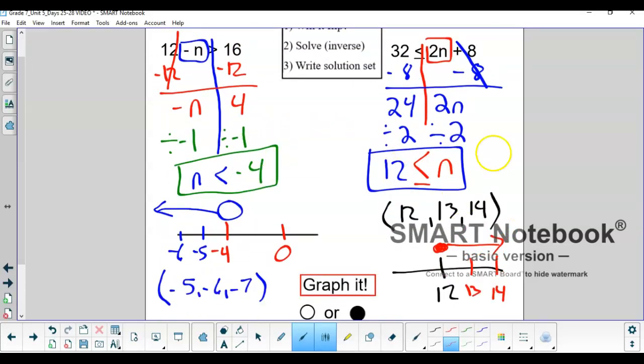So again, we always solve first. If you need to use the 3 numbers to help you with the graph, that's great. If you need to use the graph to help you with the 3 numbers, that's okay too. It all depends on what works for you.